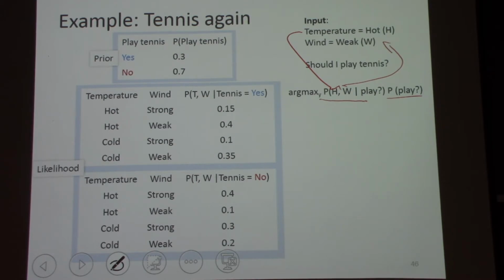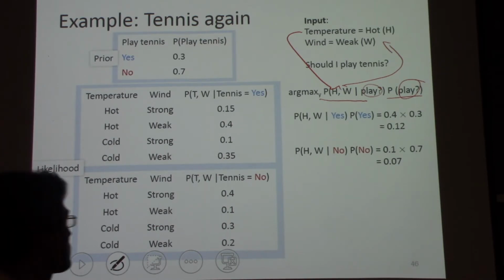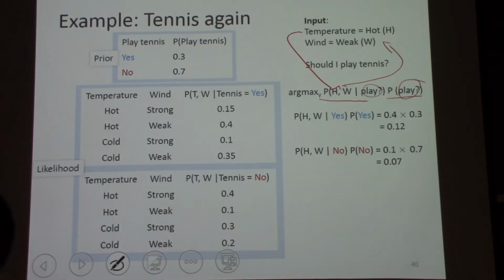All we have to do now is try out every possible value of the one variable here that does not have any value, which is play. So we try play equals yes. We have all the probabilities that we care about in these tables, and we try out play equals no. We compare the two of them, and we say that yes has the higher score, so the prediction is yes. This is our maximum a posteriori prediction.